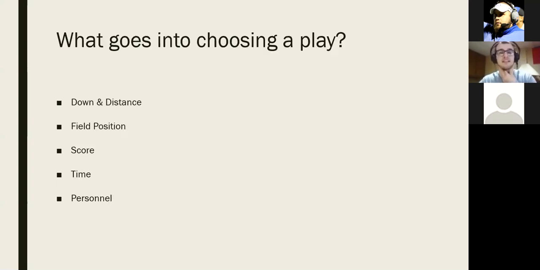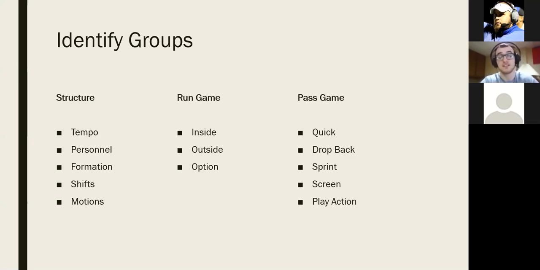Now we're going to get into the game plan piece, and I've got this from some of the other coaches, and I think this is really, really brilliant. All of the different pieces that go into calling a play, right? You got down, distance, field position, score, time, personnel. Those are all the different pieces that are going to impact you as you're calling a play. This is a really, really good piece, identifying those groups. And again, I think this is a Huddle piece that I would recommend looking into. You're going to have your tempos, your personnel, formation, shift and motion, all of the different changers and structures that you're going to have.